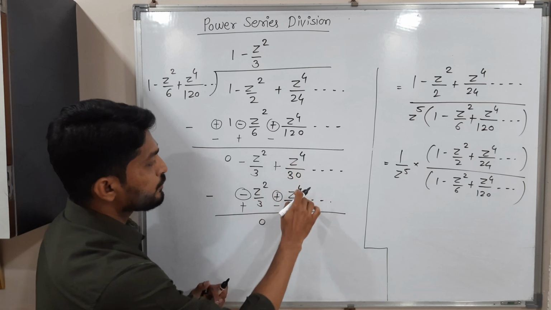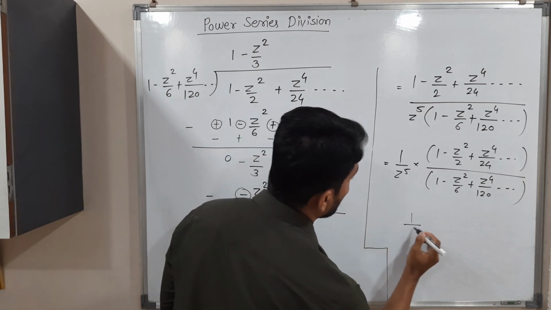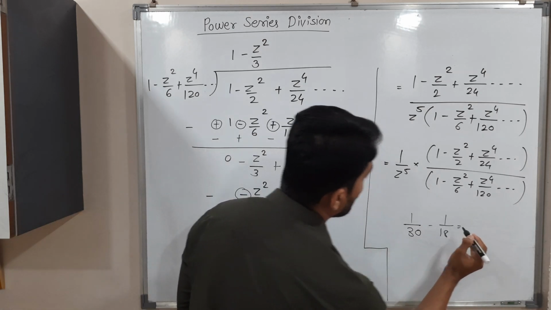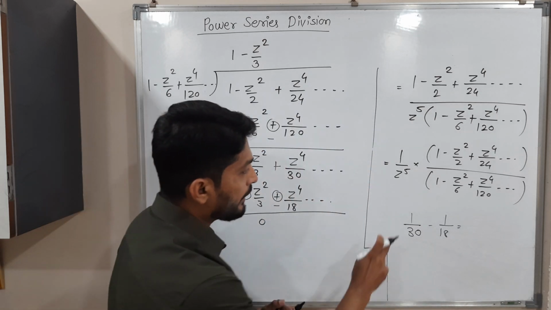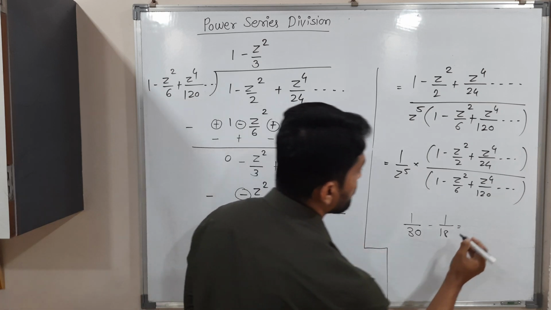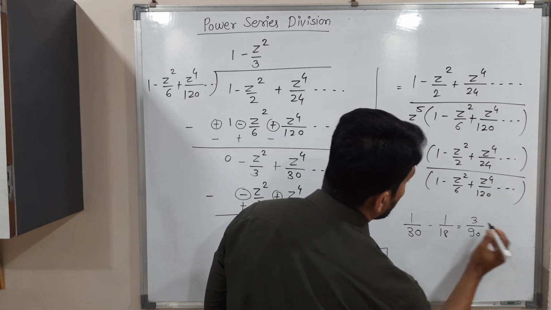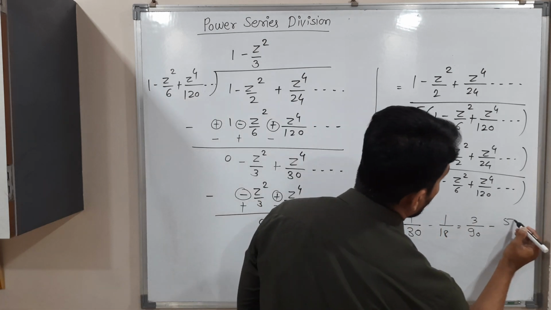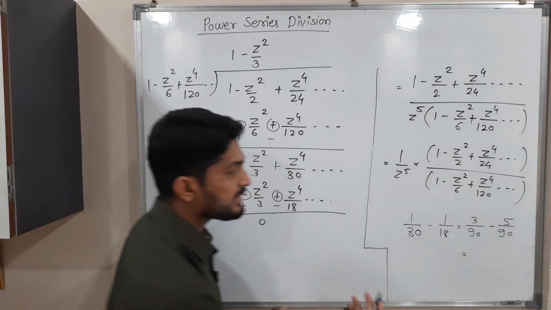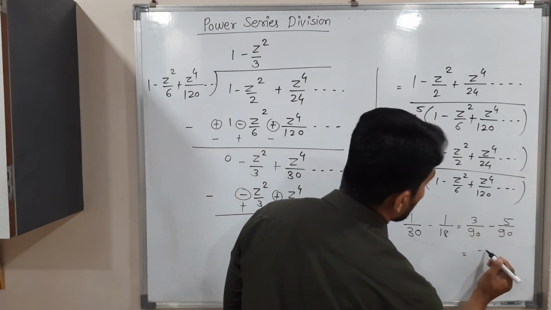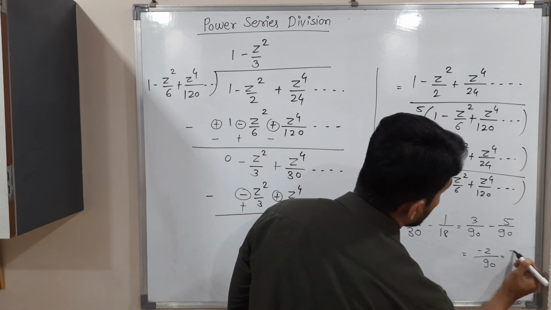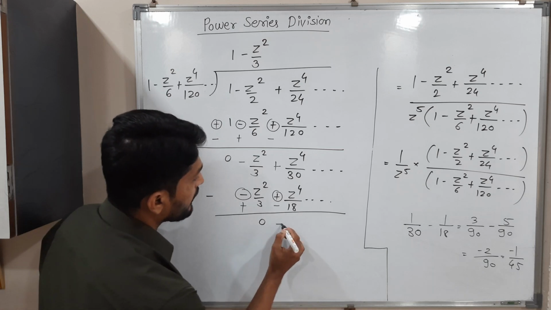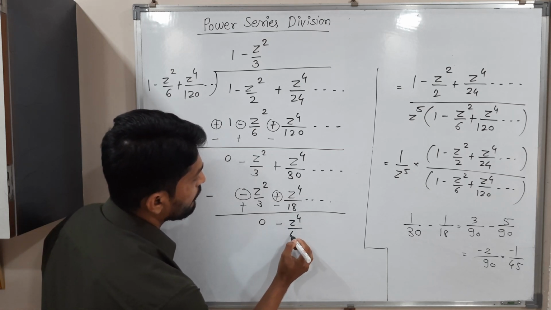What we have, z raised to 4 common, 1 by 30 minus 1 by 18, minus 1 by 18. On a calculator you can easily do it, but see what I will do. I will multiply numerator and denominator by 3 by 90, and on this side I will multiply numerator and denominator by 5. So 5 by 90. Since both of them have the same denominator 90, 3 minus 5 is minus 2 by 90. So 2 cancels, minus 1 by 45. Got it. So it is minus 1 by 45 minus z raised to 4 by 45.